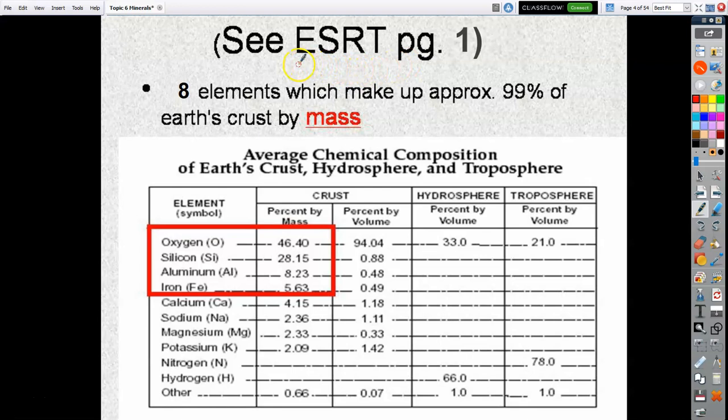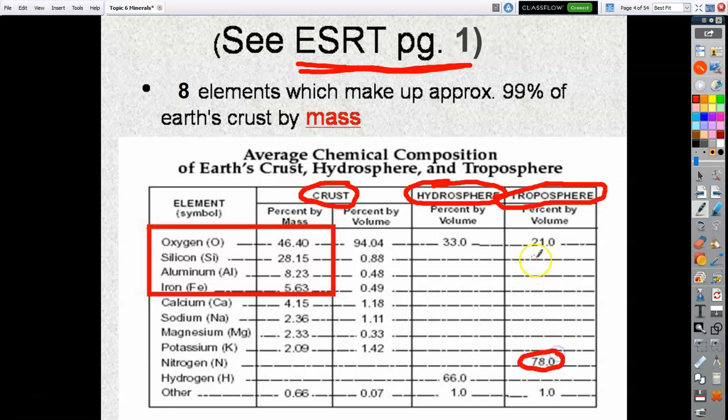On the front of your ESRT, on page 1, they list the chemical composition for 3 different parts of the Earth, right? They list the crust, they list the hydrosphere, which is water, and they list the troposphere, which is the air, the lowest layer of the atmosphere. And again, the air you breathe is 78% nitrogen and 21% oxygen. Water, right, H2O. So you have 66% to 33% H2O, 2 parts hydrogen to 1 part oxygen.